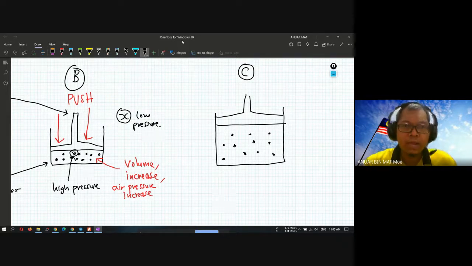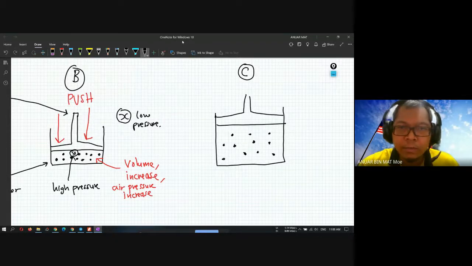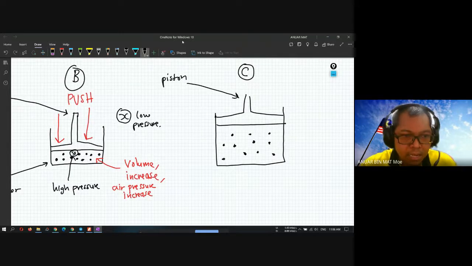Okay, right now, can you see the difference? We are using the same size of container, same piston. This is also the piston over here. This is the piston. This is the container. Okay, this is also the container.